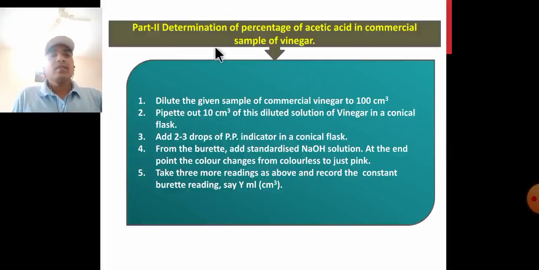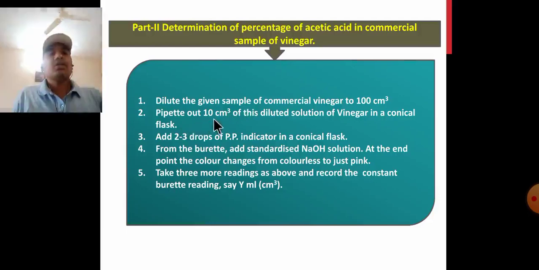Second step, determination of the percentage of acetic acid in a commercial sample of vinegar. Dilute the given sample of commercial vinegar: take 10 ml of the sample in a 100 ml volumetric flask, make up to the mark and dilute this solution.